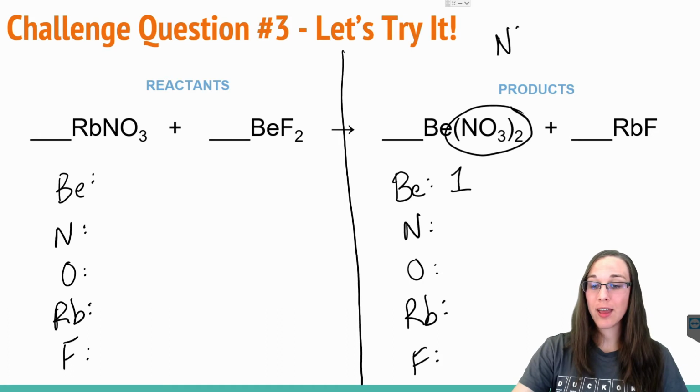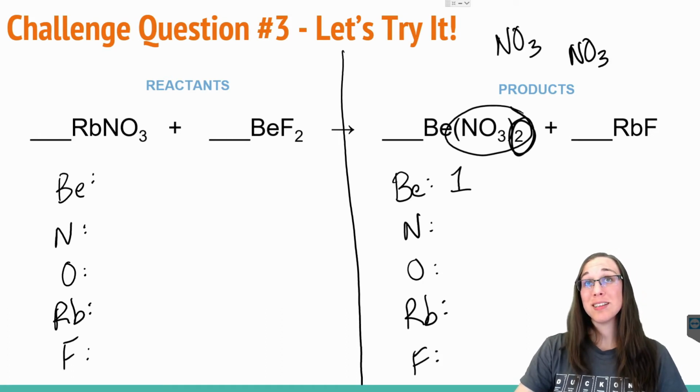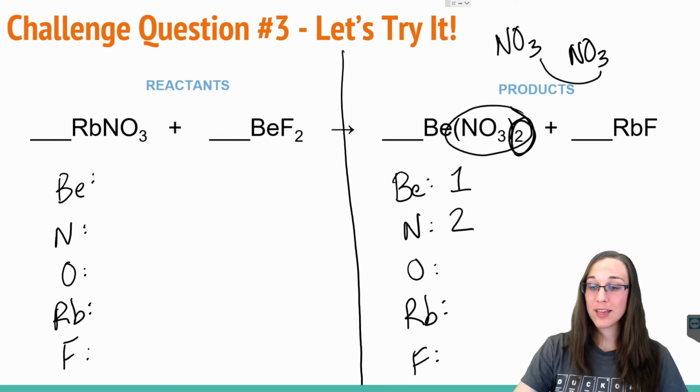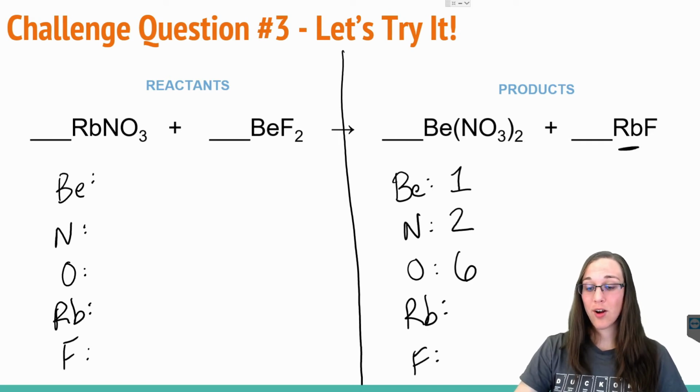So we have NO3, NO3. We have it 2 times. So that means I have 2 nitrogens, and I have 6 oxygens. I have 1 Rb and 1 F.